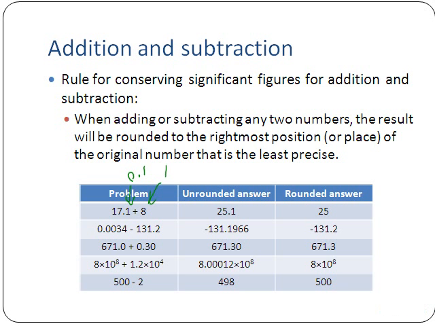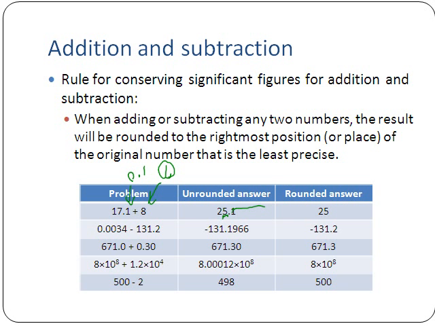So which one of these is the least precise? Well, the 17.1 is rounded all the way to the tenths place. That's fairly precise. The 8 is rounded only to the ones place. That's not as precise. So the least precise is the one rounded to the ones place, and we want to round this 25.1 to the ones place. The ones place is right there, and we scratch out anything after that. So we end up with a rounded answer of 25.